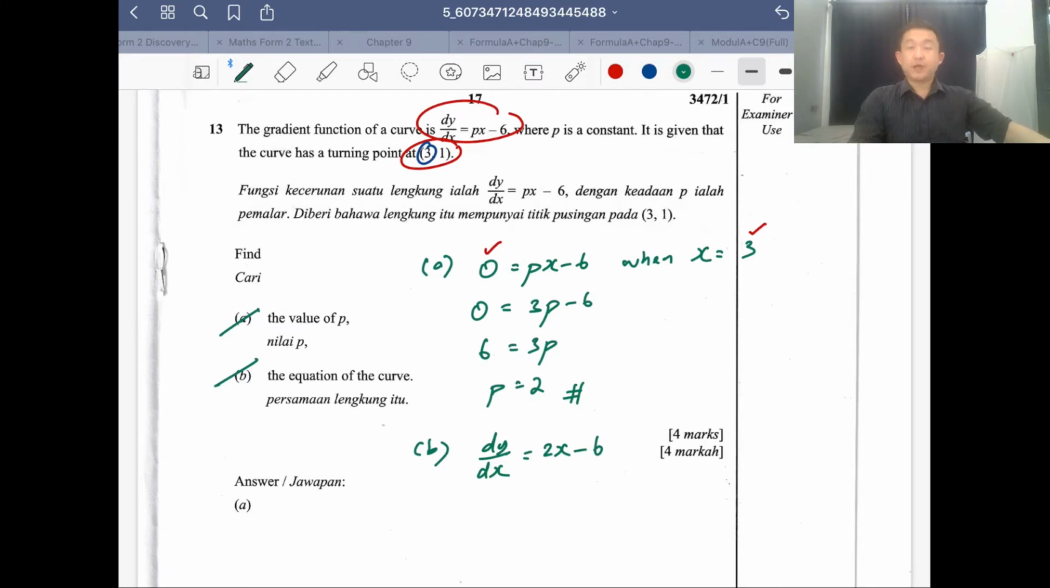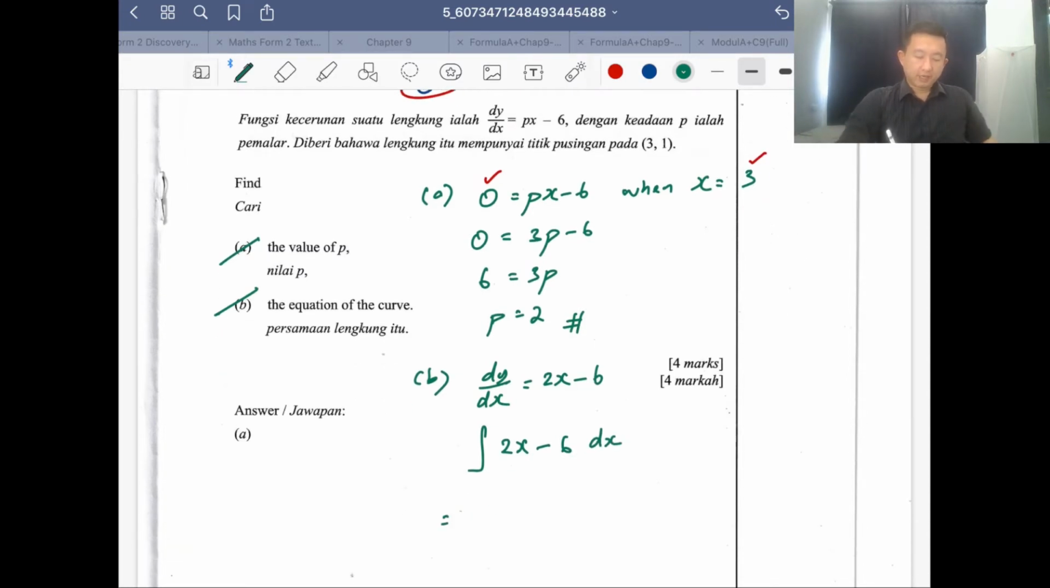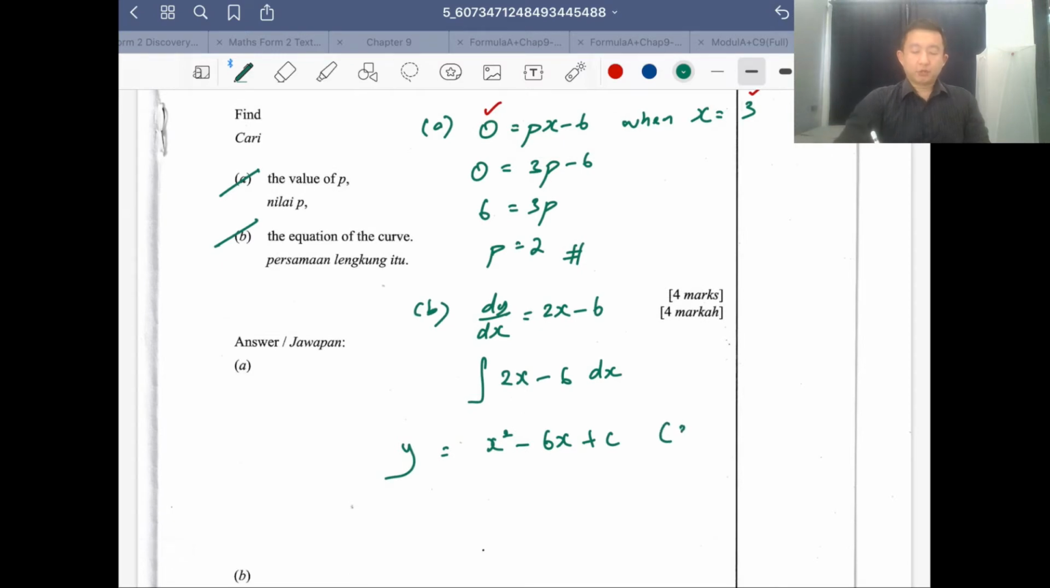So you must have y as the subject of the equation. So how do you get y? The reverse process, integration. So you integrate 2x minus 6. You have x squared minus 6x plus c. Okay? So this is y equals x squared minus 6x plus c. Figure out the value of c. How do you figure it out? You have the turning point, x, y. Put in.